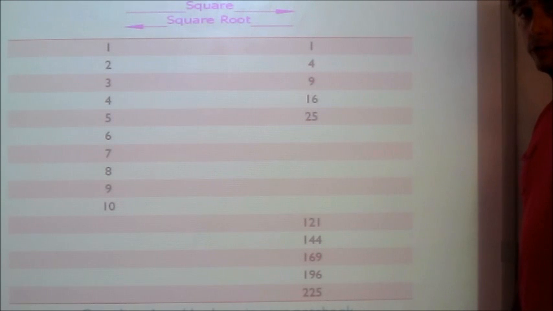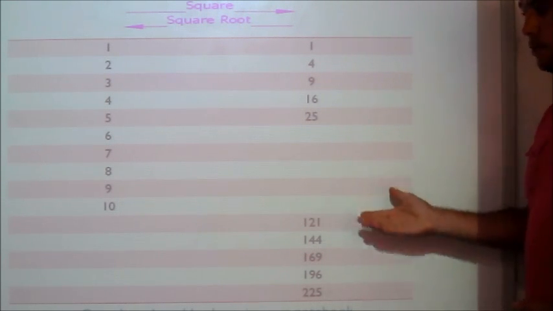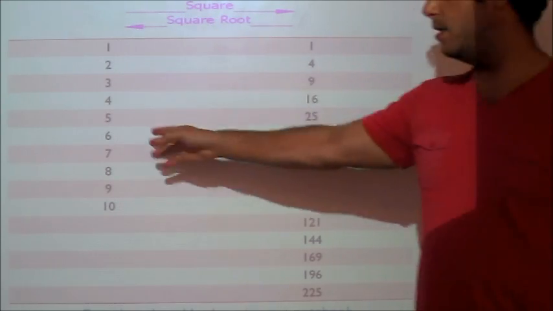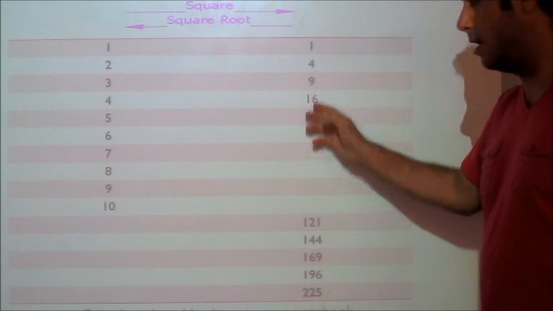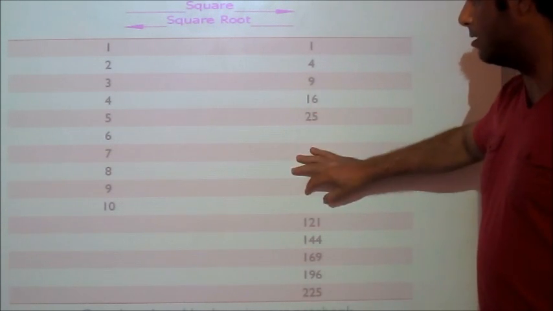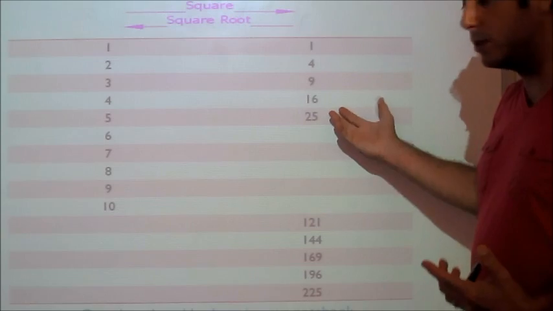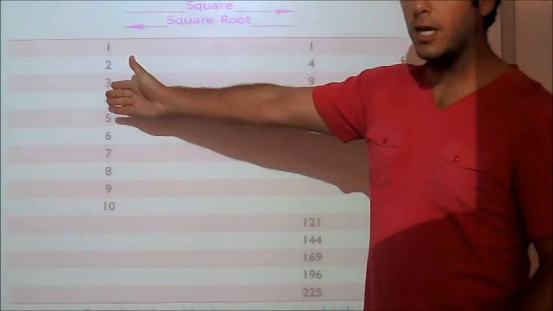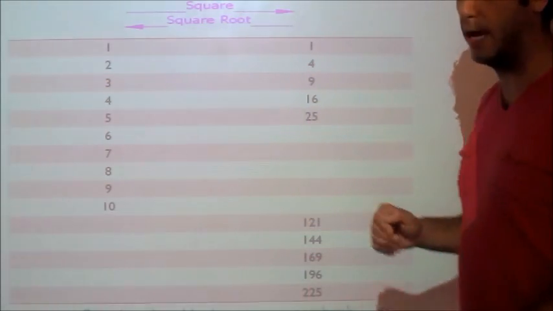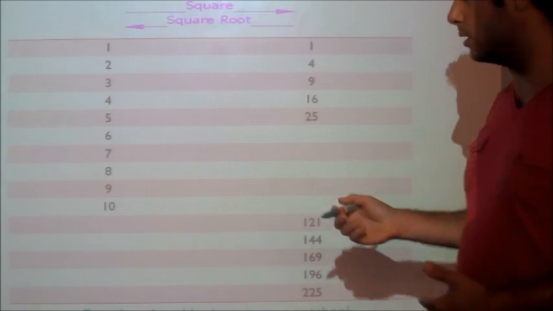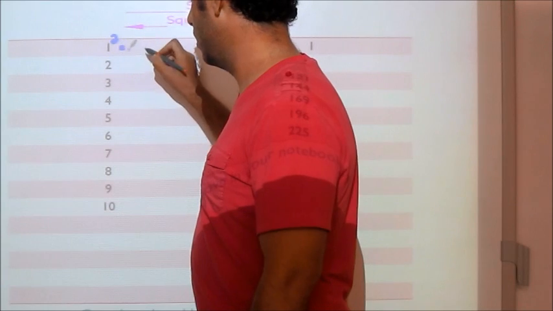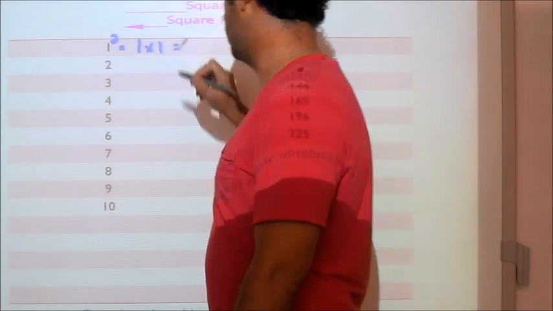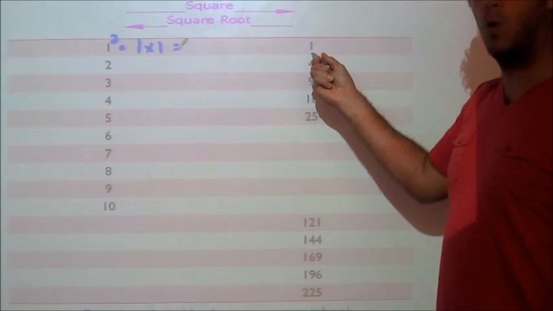They undo each other. And we can represent that relationship with a table just like this, where we have numbers on the left and we'll square them to get the numbers on the right. And we have numbers on the right, and we'll find the square roots of these numbers to get the numbers on the left. So to show you how that works, take the number 1, for example. We square the number 1. 1 times 1 is equal to 1.